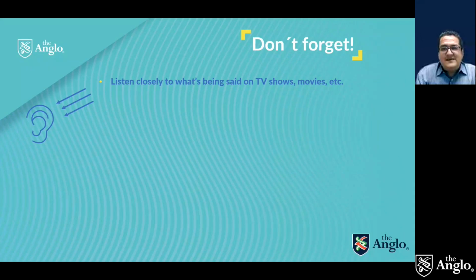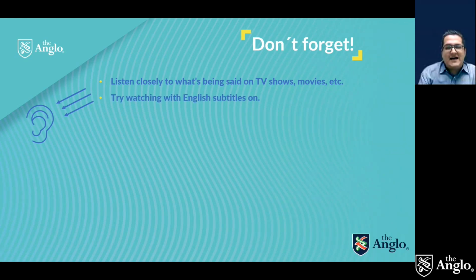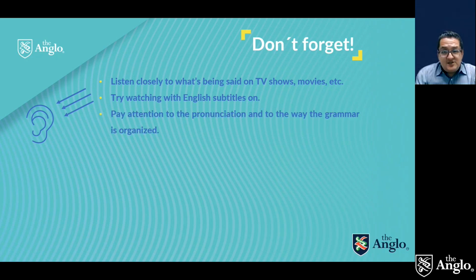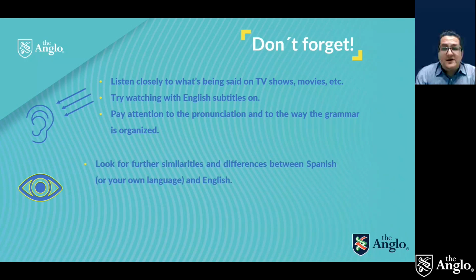Listen closely to what's being said on TV shows, movies. We all know that you love TV shows and movies and to marathon on these platforms. Listen closely to what people are saying. Try watching with English subtitles on. That's very important because as you listen, you're also reading the things that they're saying and you realize how they pronounce it, and even your spelling can improve. Pay attention to the pronunciation and to how the grammar is organized. That's very, very important.